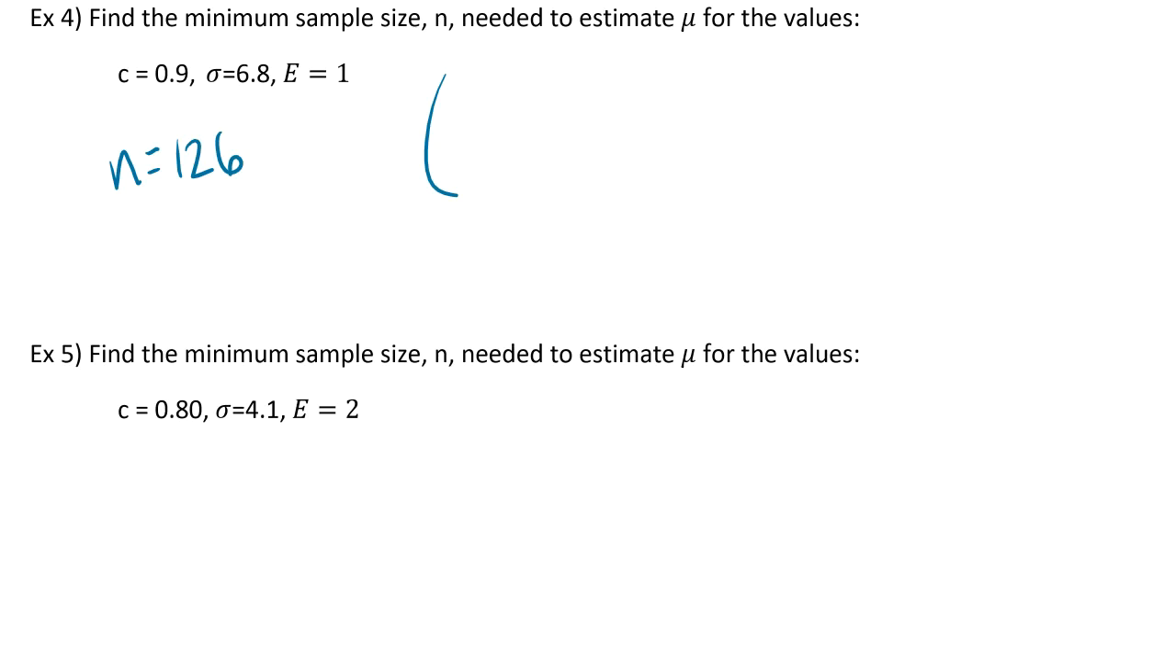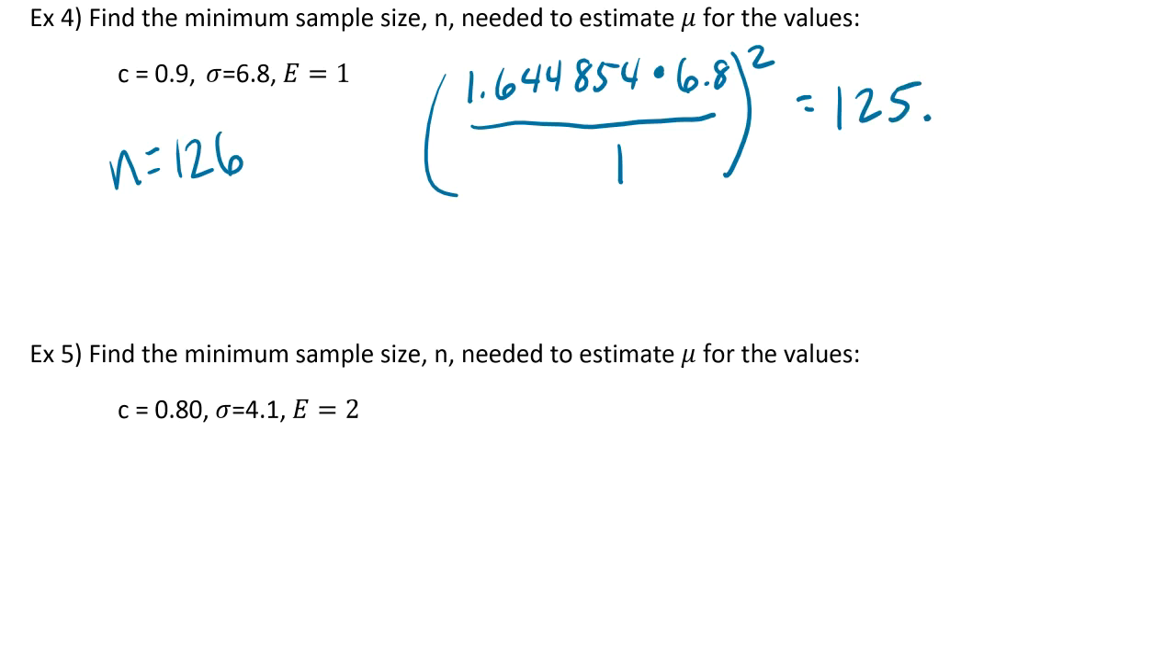So again, plugging into the formula, z-score first. So the z-score that we found was 1.644854 times our sigma, which is 6.8, divided by e, which is 1, square all that, and again, you're going to get 125.104 blah blah blah, but it doesn't matter what the rest of those decimals are because we just round up to the nearest integer, so again we get 126 for n.